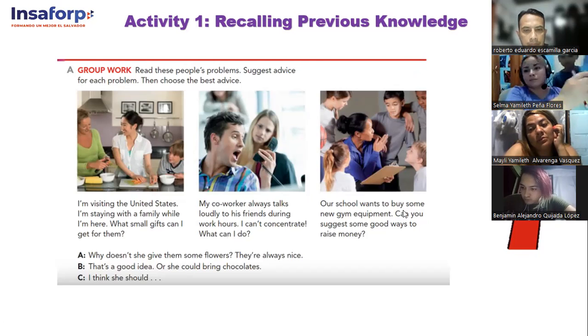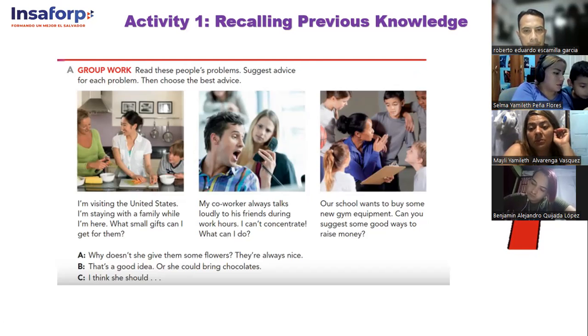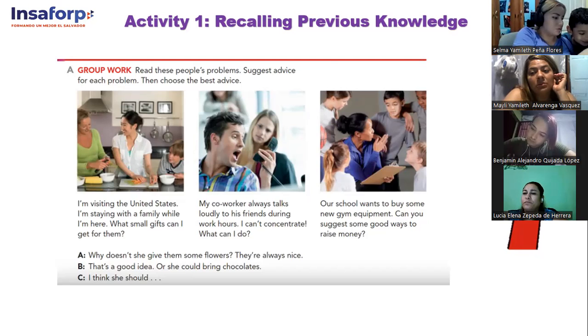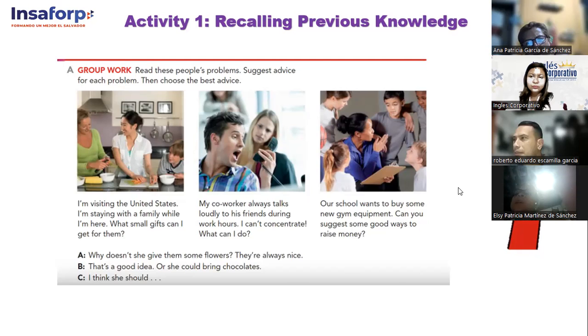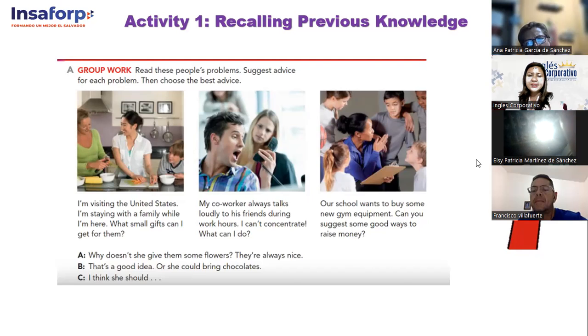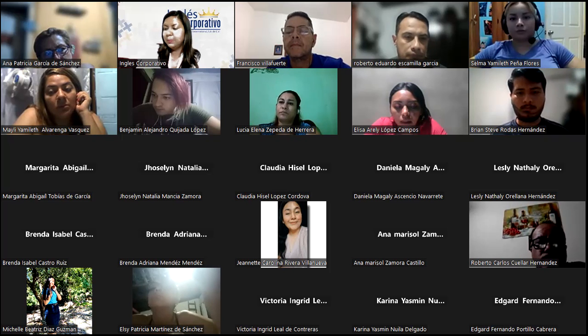And Elsie, the last one, please. Our school wants to buy some new gym equipment. Can you suggest some good ways to raise money? Okay. Raise money is collect, right? To collect money. Good. I'm going to send this information to the WhatsApp group.